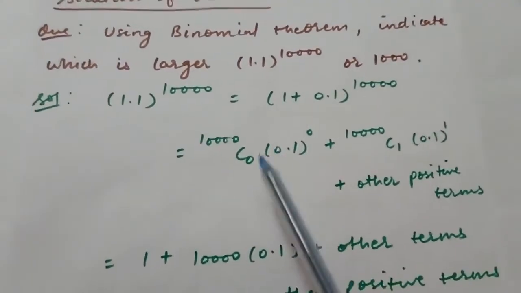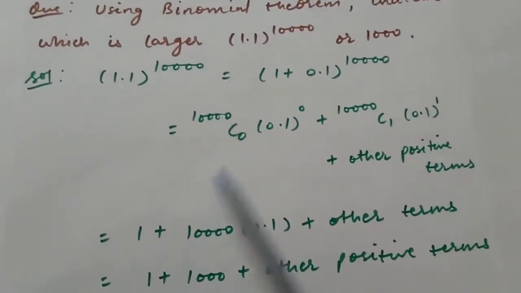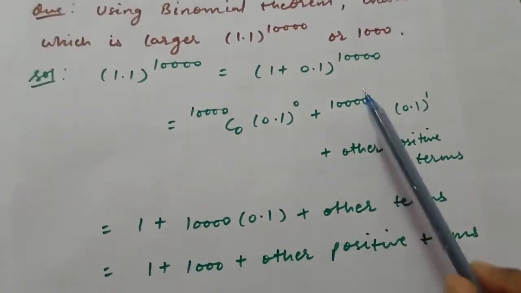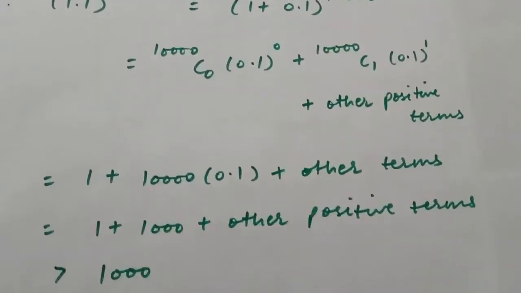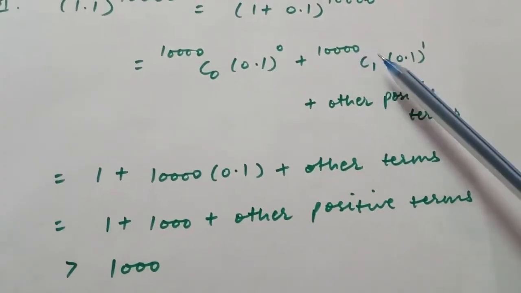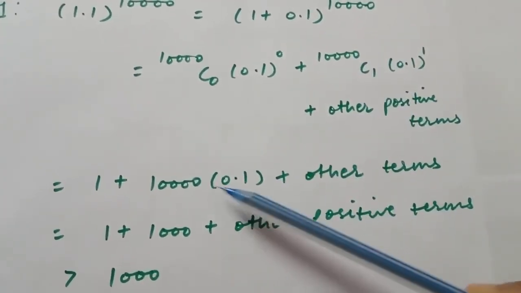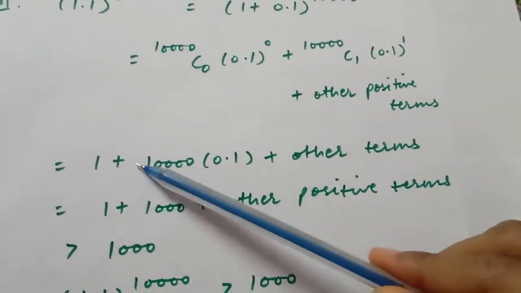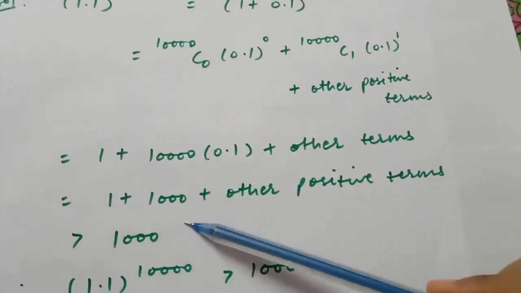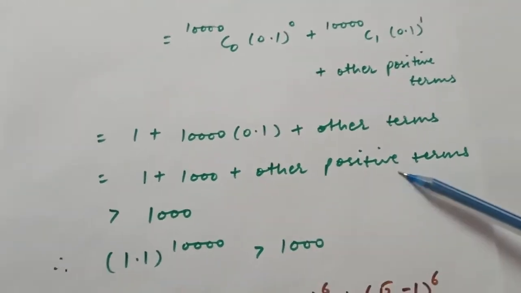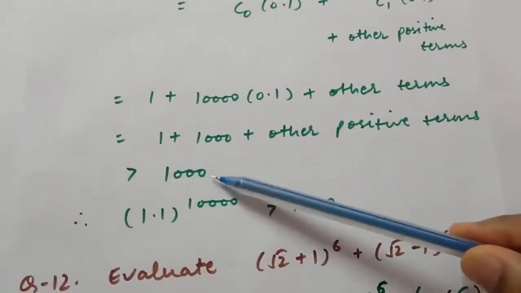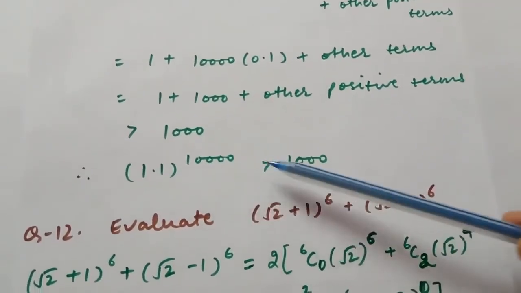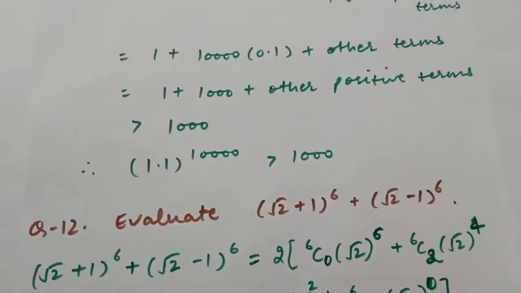Now the first term will be 1 because this is also 1 and something raised to the power 0 is also 1. Now nC1 is n, therefore 10,000C1 is 10,000 into 0.1 plus other positive terms. Now this is 1 plus this will be 1000 plus other positive terms. So this is clearly greater than 1000. Therefore we can say 1.1 raised to the power 10,000 is greater than 1000.